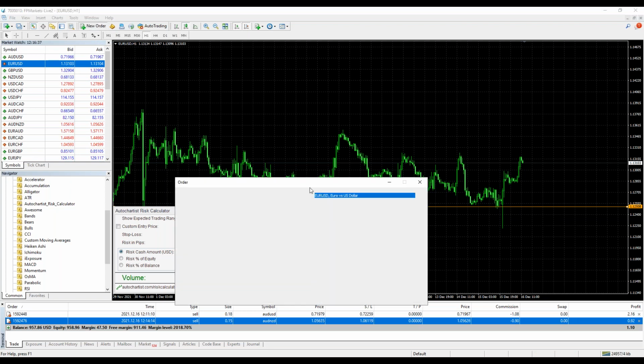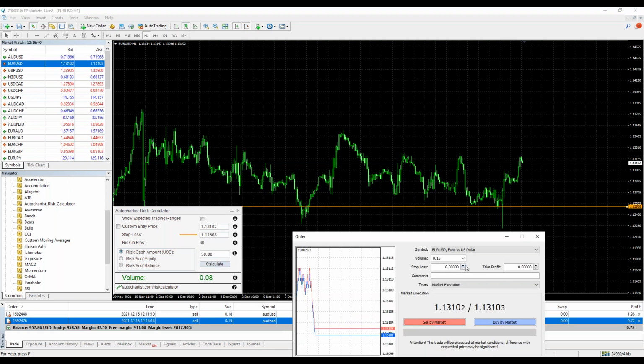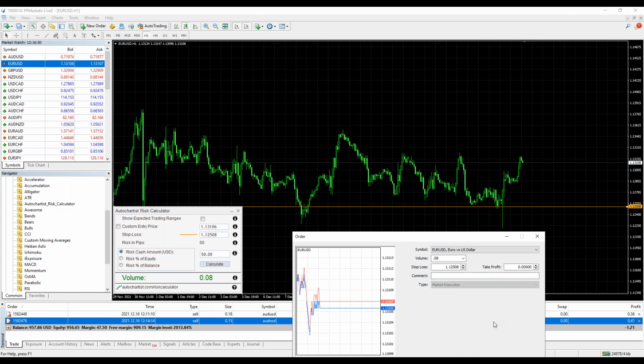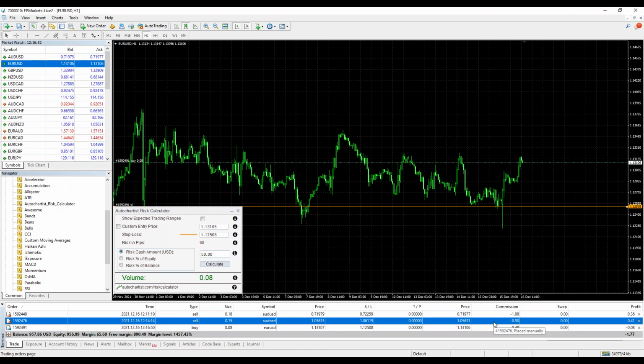So I'm going to place an order. I'm going to set my volume to be 0.08 with a stop loss over here. I'm going to buy at market. Okay, so now I've traded 3 different currency pairs on different intervals with different risks in pips, but in all of them, I've risked only $50.